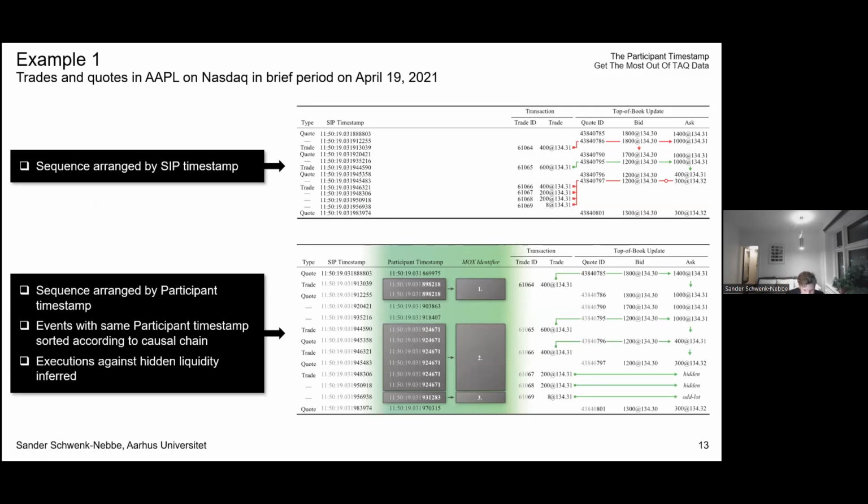In the first panel, I arranged trades and quotes in Apple on NASDAQ in a brief period into sequence according to their SIP timestamps. Now, we look at the agreement between prevailing quote, trade, and subsequent quote update. There's only really one that makes sense, the one I marked here in green. That is the second trade, which seems to be executed against the prevailing top of book, reducing liquidity by the traded amount of 600 shares, so from 1,000 shares to 400 shares, and this makes perfectly good sense.